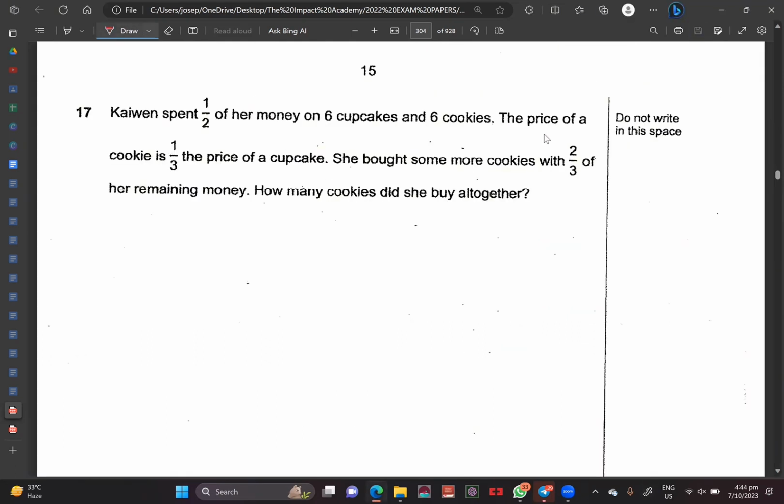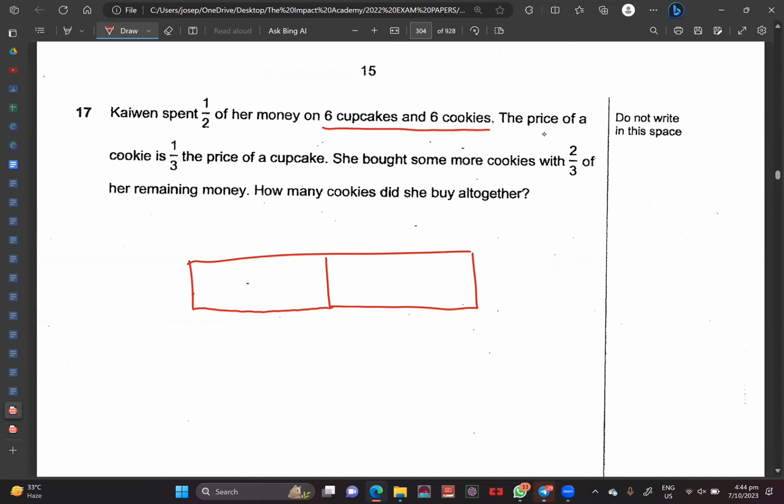I won't spend half of the money on 6 cupcakes and 6 cookies. So what I want to do is I want to draw half and half. Am I making sense here? Okay, not the best drawing, but let me try again. Alright, can you see that? I know whatever that is over here is actually what? 6 cupcakes plus 6 cookies. I will just put cook. Can? Now, this is the tricky part. This is the part that confuses people a lot.